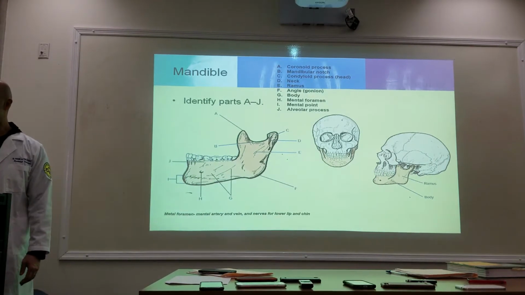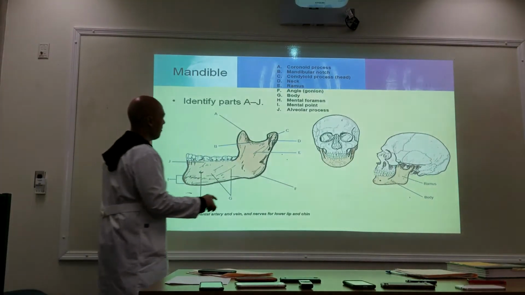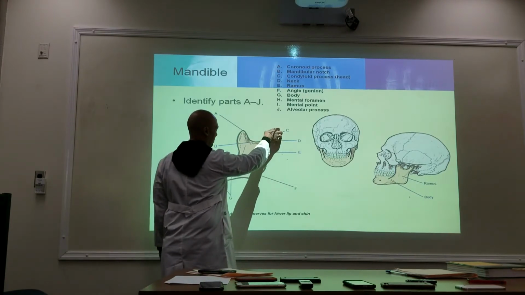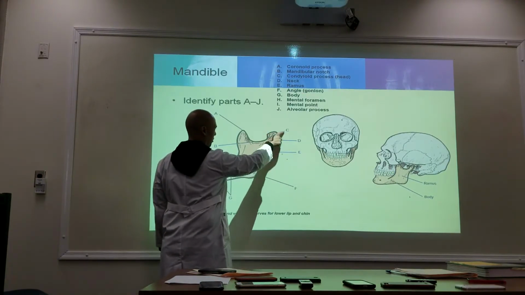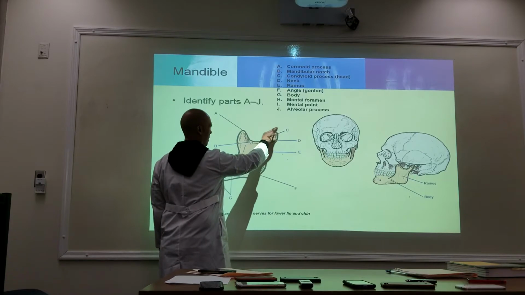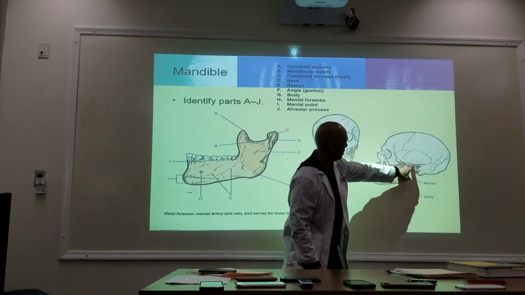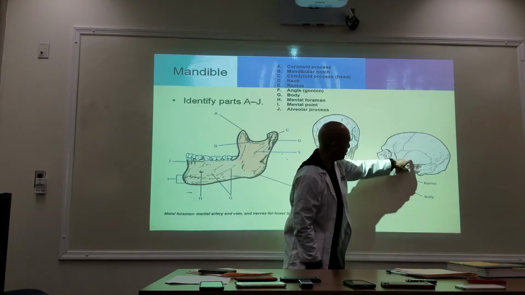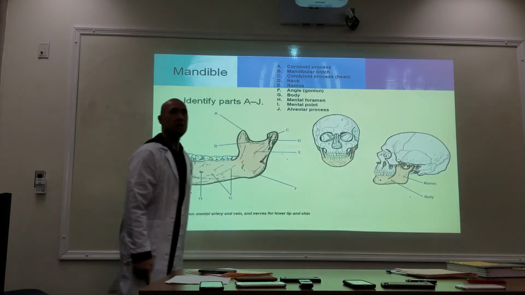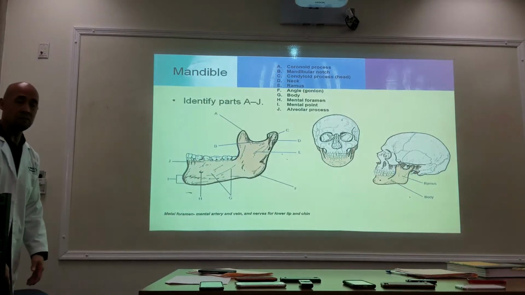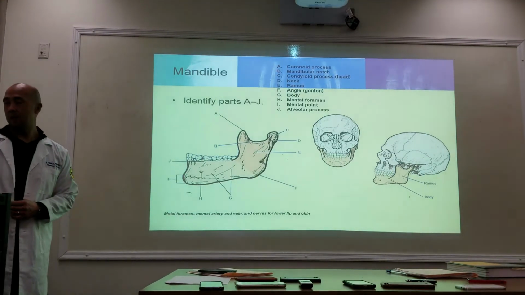Okay. All right. So here we have the condyloid process, and this particular part is going to articulate with what bone? Okay, the temporal bone, and what joint does that make? TMJ. The TMJ is the temporomandibular joint. Okay. All right, you got it.